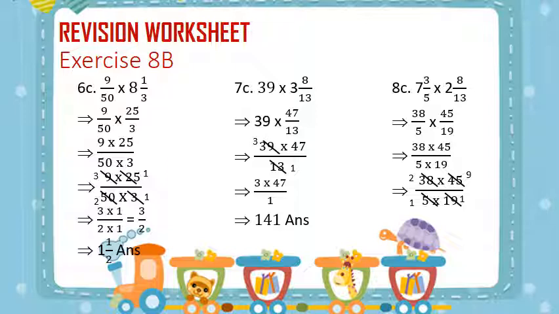So now what is left? 2 multiplied by 9 upon 1 multiplied by 1. So our answer is 18.